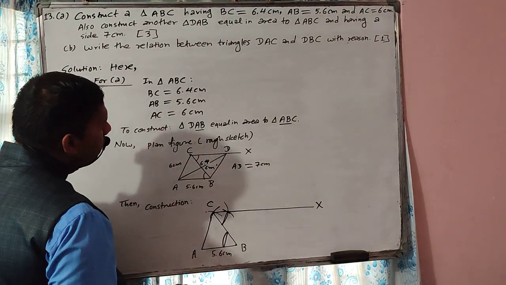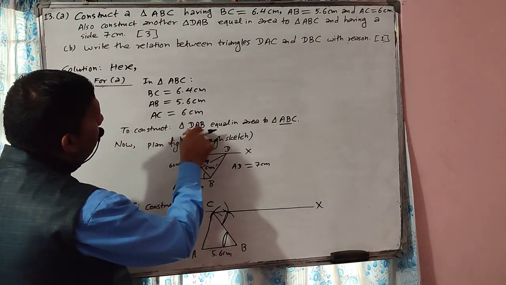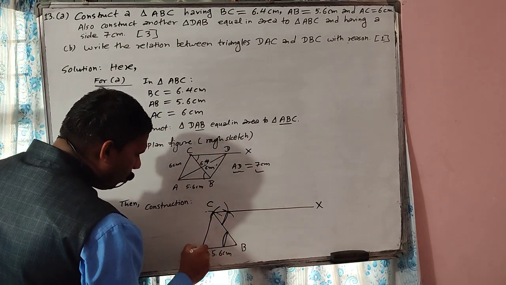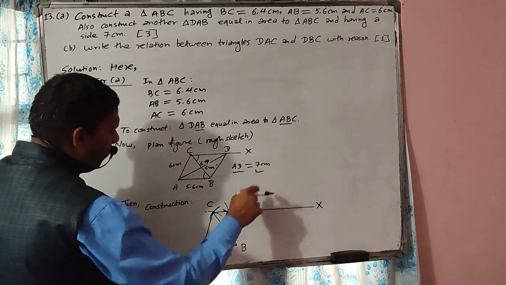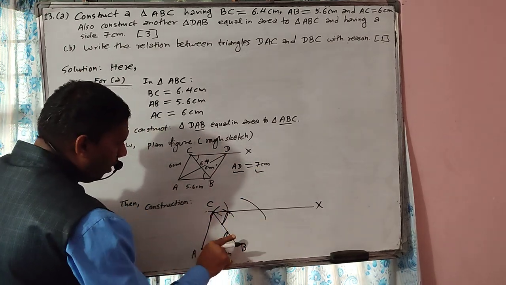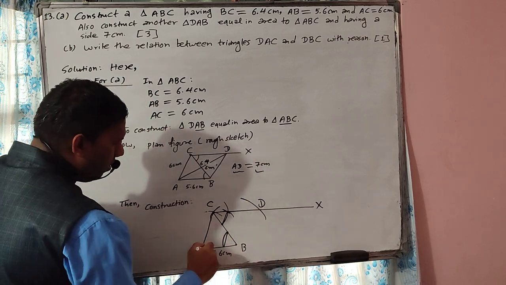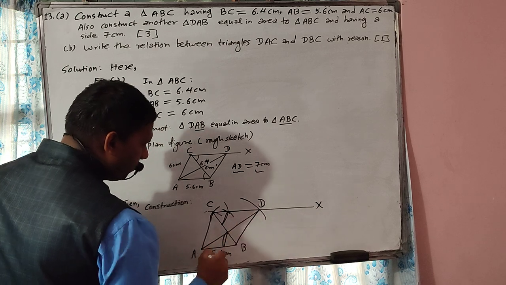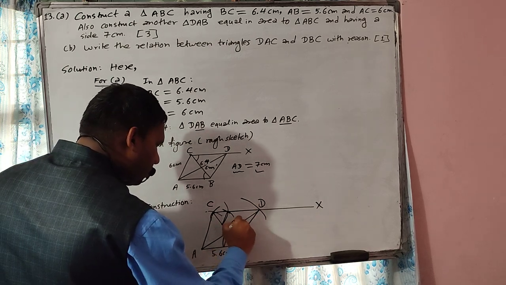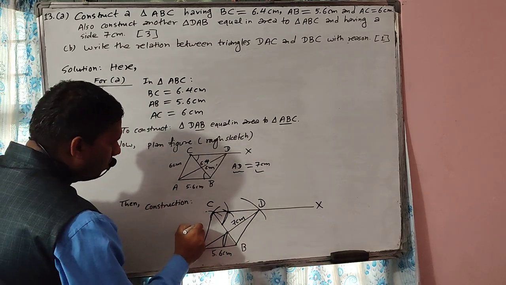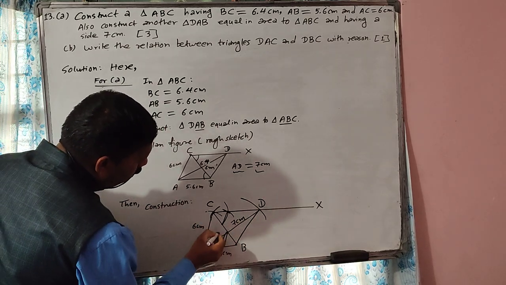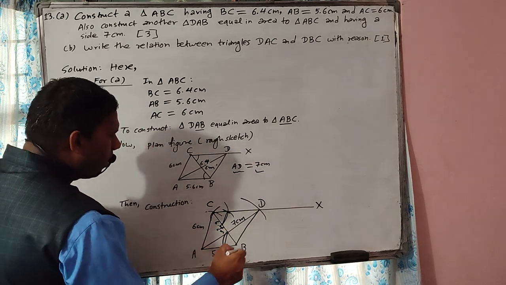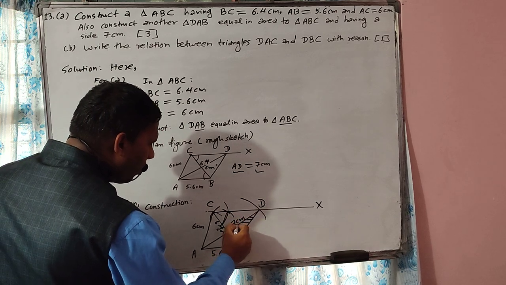Then the side of another triangle DAB is 7 cm. AD is 7. So from A, taking a measurement of 7, we can draw an arc. AD is 7 cm, and joining BD. AD is 7 cm, AC is 6 cm, BC is 6.4 cm. Now triangle DAB is the required triangle.